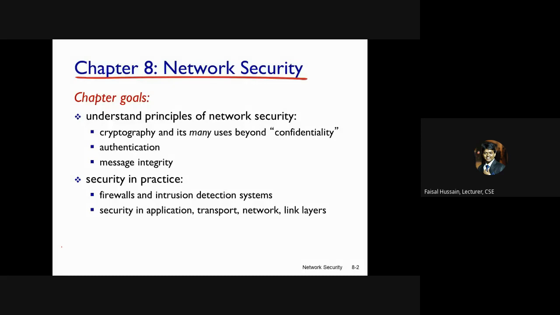So we will try to understand the principles of network security, what is cryptography and its many uses beyond confidentiality. We will try to understand what we mean by authentication, what is message integrity, as well as explore what is security in practice: firewalls or intrusion detection systems, in web services, security in application, transport and network, as well as link layer.